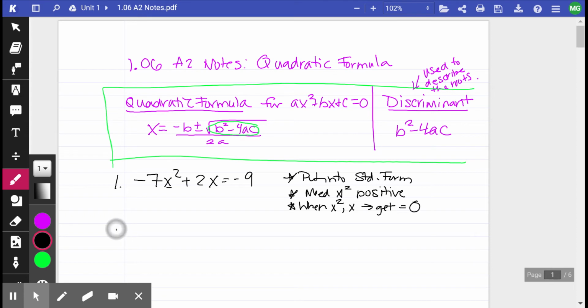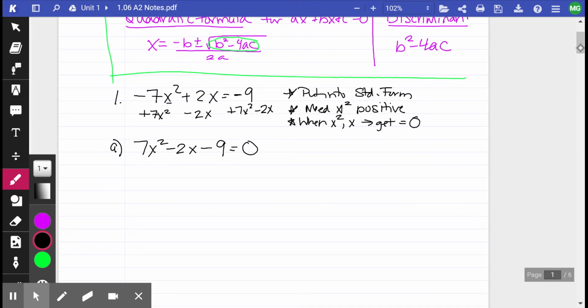So to get this into standard form, I'm going to add over my 7x squared since it's negative and I want it positive. And then I'm also going to subtract over the 2x. So I'm going to add 7x squared and subtract 2x from this side. So now I have 7x squared minus 2x, and then this is a negative 9, so minus 9 equals 0. And standard form, not only is that equal to 0, but it should be that your exponents are descending. So we have 2, then an exponent of 1, then no exponent.